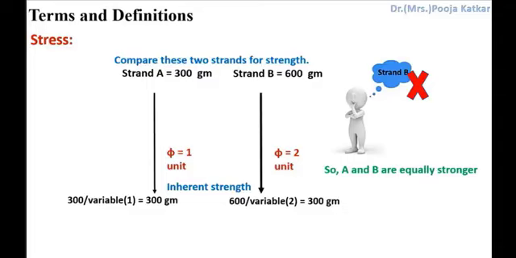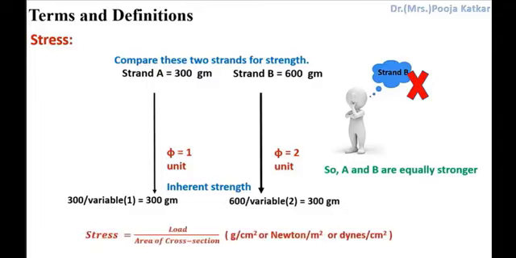We have to therefore use the term which includes load as well as the diameter of the material, and thus stress is the ratio of the load on the specimen and area of cross section of the material, which can be expressed in terms of grams per square centimeter or newtons per meter square or dynes per square centimeter.